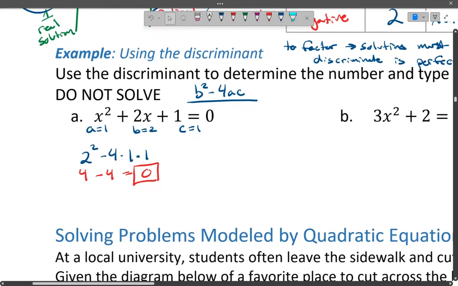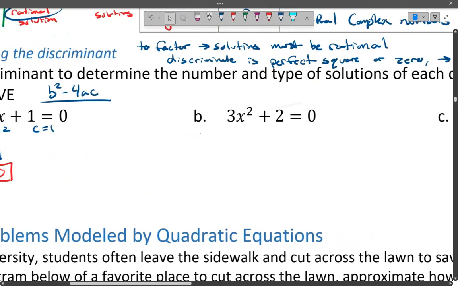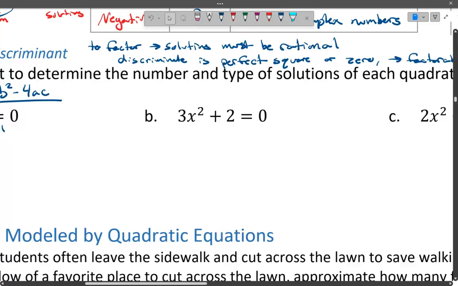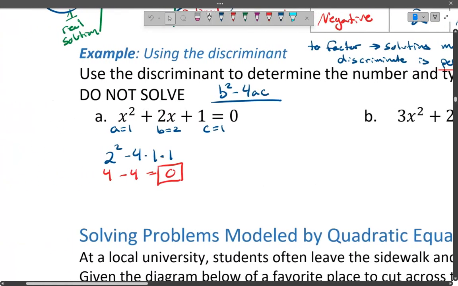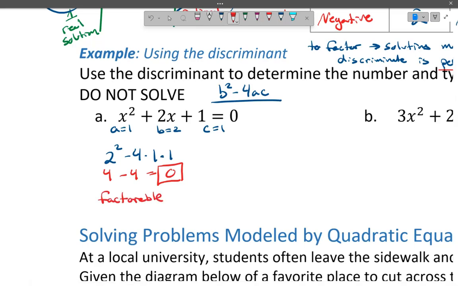Then, because our discriminant is 0, we mentioned that if the discriminant is a perfect square or 0, then it means it is factorable. So this polynomial is indeed factorable. And that's going to be important for later units, being able to easily and quickly determine, can I factor this polynomial, or do I need to use the quadratic formula?